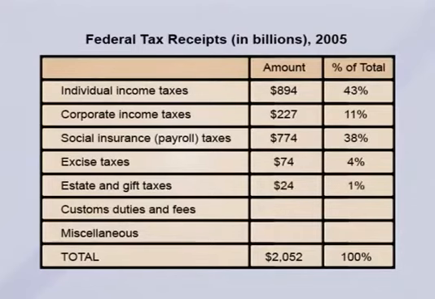About 1% was the estate and gift tax that are paid when people die or when they pass money to the next generation. And about 3% were some little things like customs duties and fees and miscellaneous little things the federal government gets.